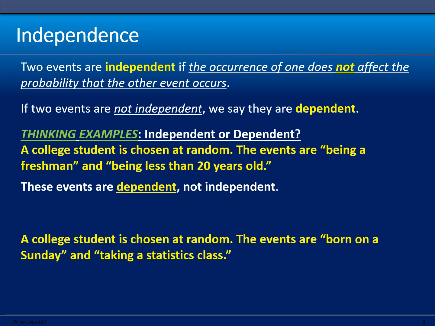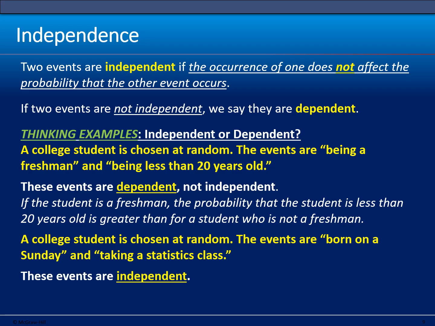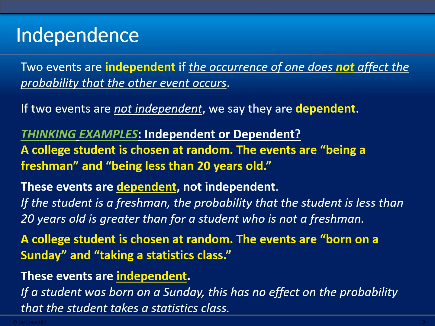A college student is chosen at random, and the events are born on a Sunday and taking a statistics class. Do you think the day that you were born impacts or has a greater likelihood for taking a statistics class? These are just random events. They're not connected. And therefore we say that these are independent. The day of the week that you were born, it would be a weird coincidence if people born on Wednesday were more likely to take a statistics test, and I just think that's unlikely.